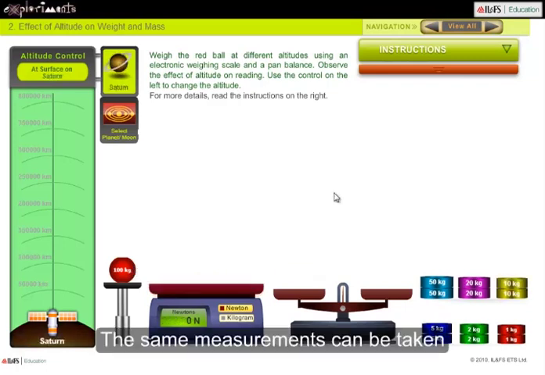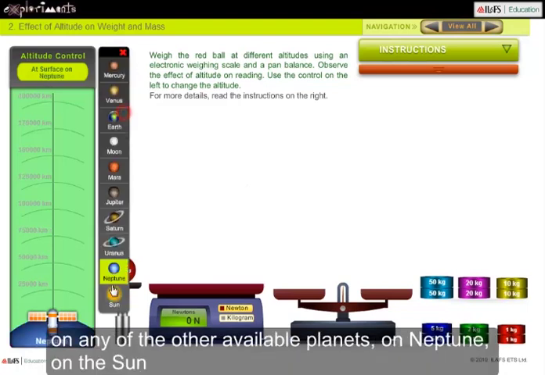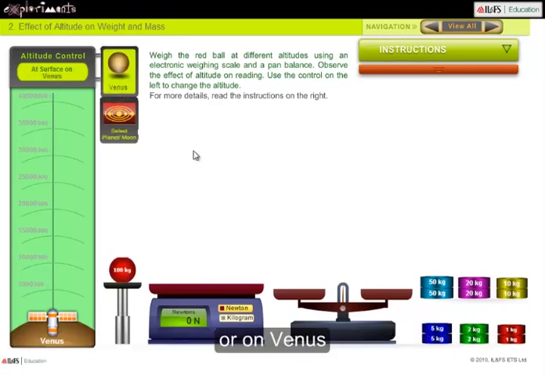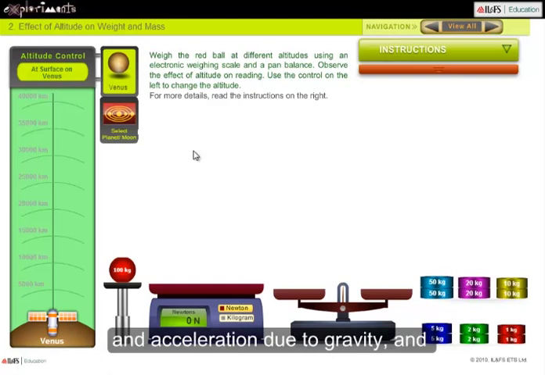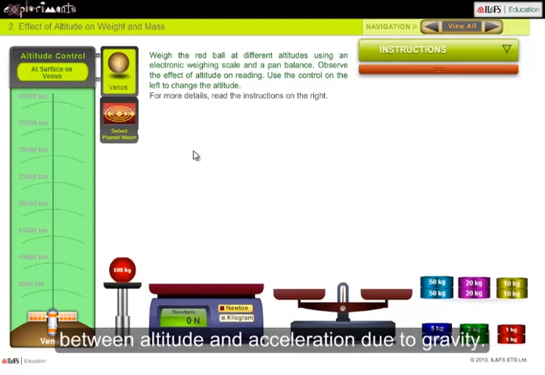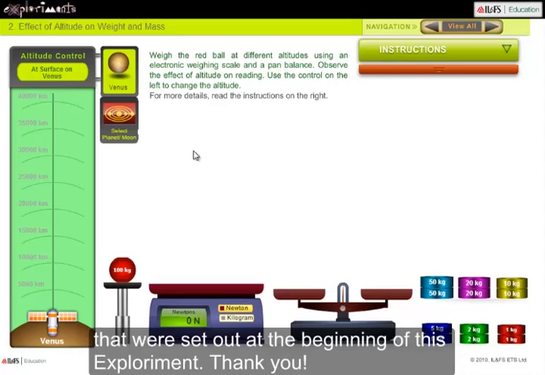The same measurements can be taken on any of the other available planets, on Neptune, on the Sun, or on Venus, in order to show us the relationship between mass and weight, between weight and acceleration due to gravity, and between altitude and acceleration due to gravity. These interactions help us achieve the learning objectives that were set out at the beginning of this experiment.